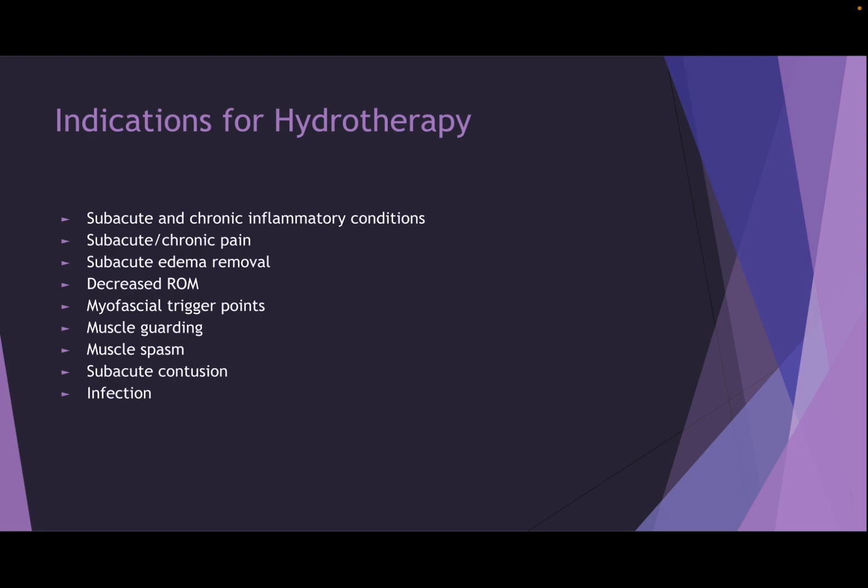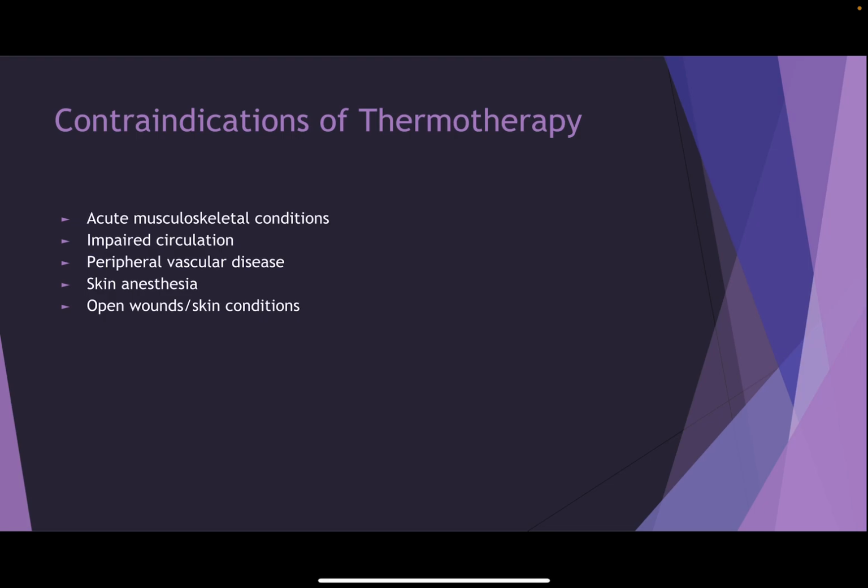So indications of hydrotherapy: reasons why you would want to use a warm whirlpool or thermal therapy. Subacute and chronic inflammatory conditions, subacute chronic pain, subacute edema removal, decreased range of motion, myofascial triggers, muscle guarding, muscle spasm, subacute contusions, and or infections. Reasons why you would not want to use thermal therapy include acute musculoskeletal conditions, impaired circulation, peripheral vascular disease, skin anesthesia, and or open wounds or skin conditions.